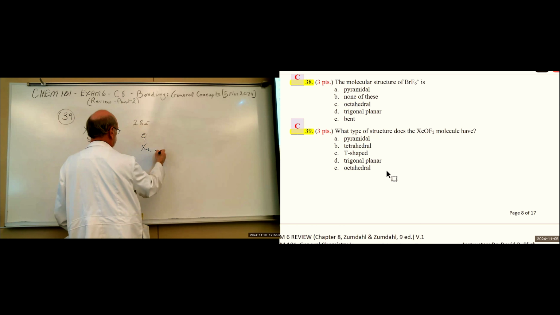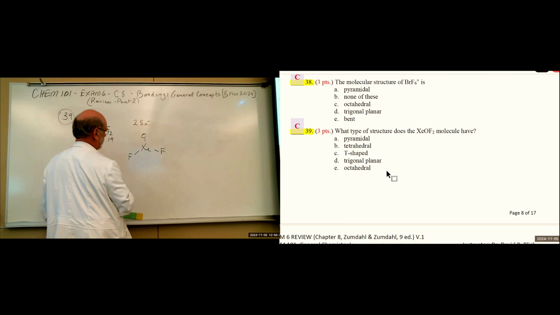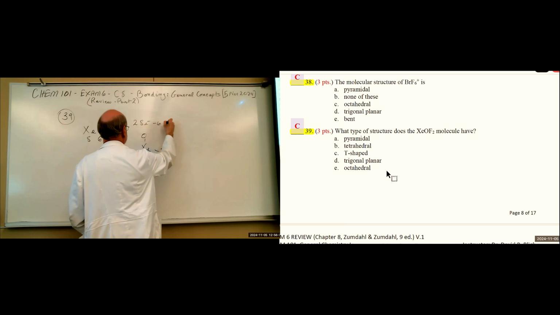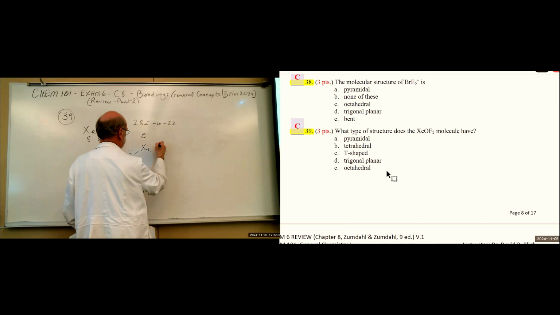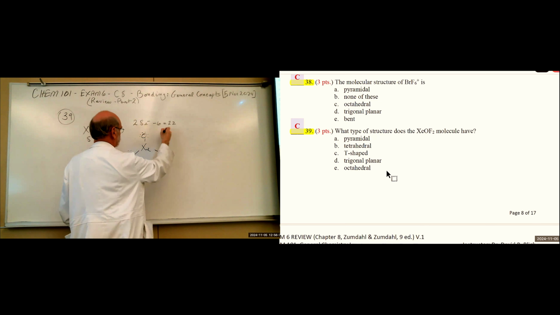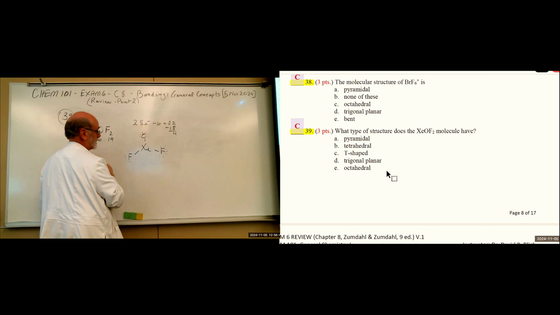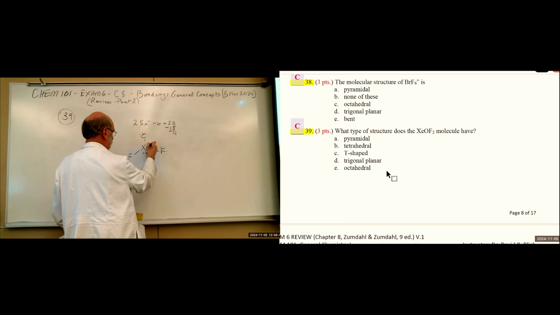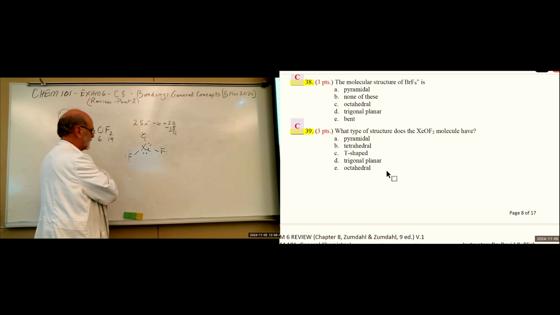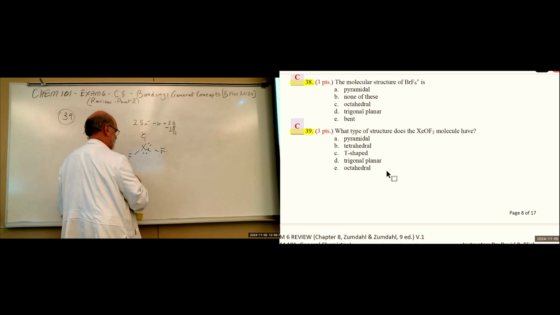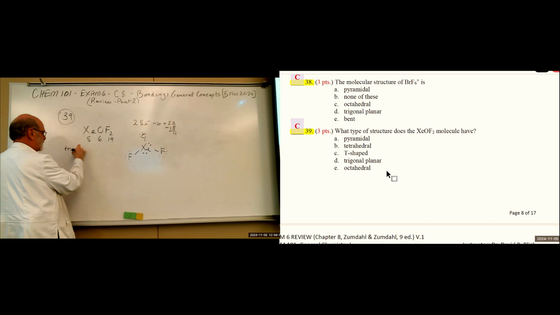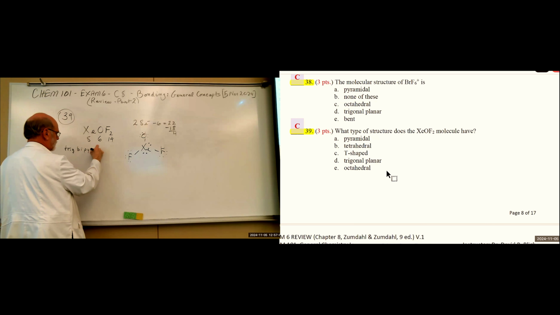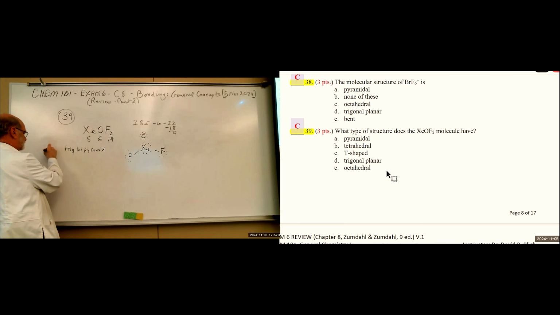And we have an oxygen, we have a fluorine and a fluorine, like that. 4, 6 is 22 electrons. 2, 4, 6, 8, 10, 12, 14, 16, 18. Which is 4 left over. 2, 4 goes on the xenon. So that's 1, 2, 3, 4, 5. So 5 means a trigonal bipyramid electronic geometry.